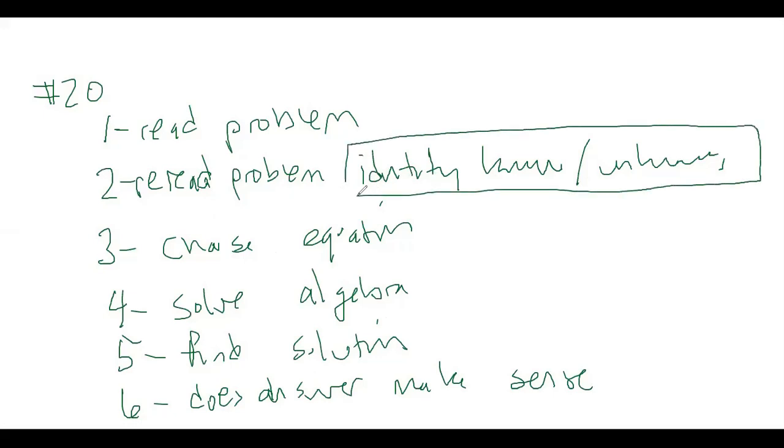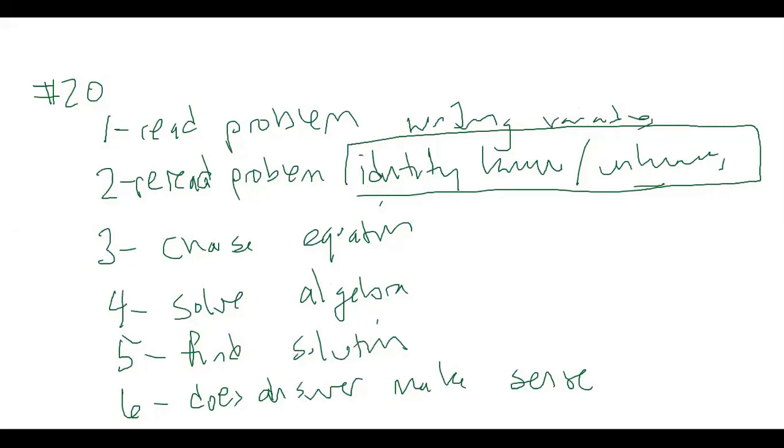This is essentially writing down our variables. 3, we go and we choose our equation that allows us to solve for our unknowns. 4, we do our algebra to isolate our unknowns. 5, we put our numbers in, find a solution. And 6, we say, does it make sense?